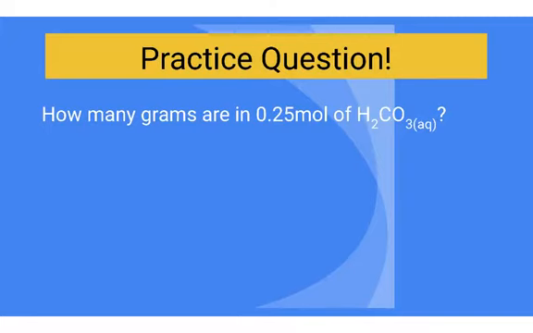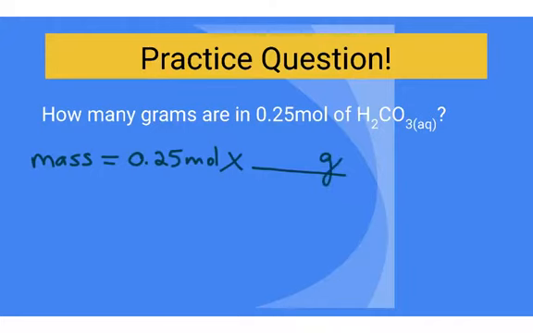So I'm looking for the mass. I'm going to set it up. Mass is what I'm looking for, equals, and then what do I have? I have the moles, 0.25 moles. Now I'm going to set up that conversion factor. I'm going to multiply by one of the conversion factors. In this case, I want mass on the top because that's what I'm looking for. I want my 1 mole underneath because I want it to cancel out.